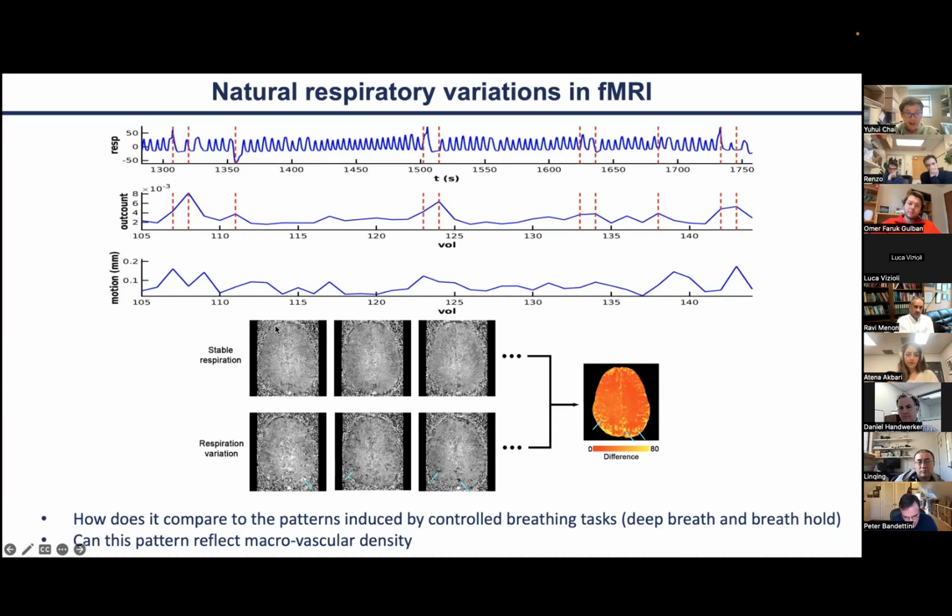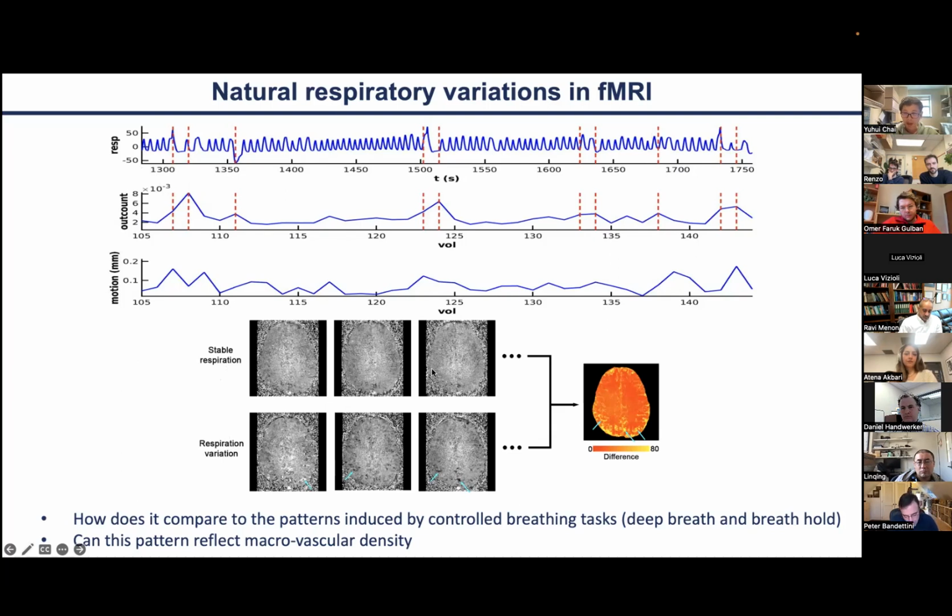Based on this, we can divide this time series of fMRI images into two subgroups. One is the images that were acquired when the respiration is relatively stable. And the second subgroup is the images that were acquired when there is some very small respiration change, as marked here by the dashed line.